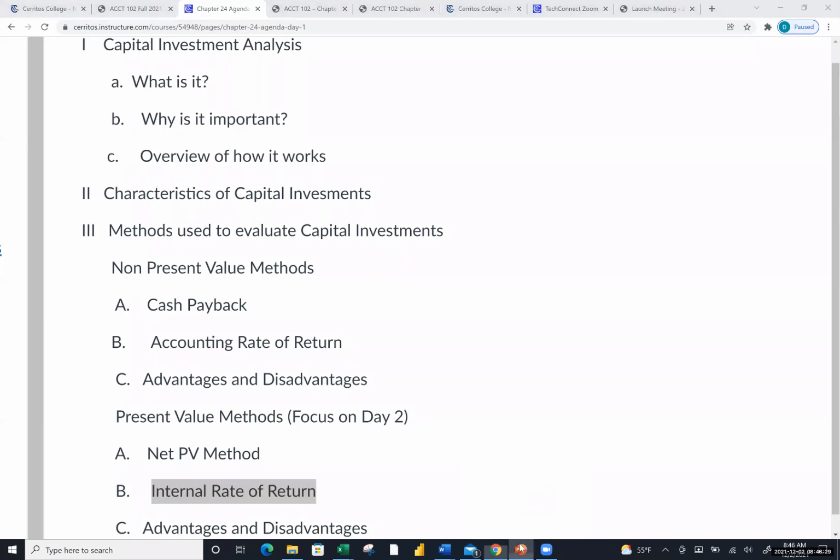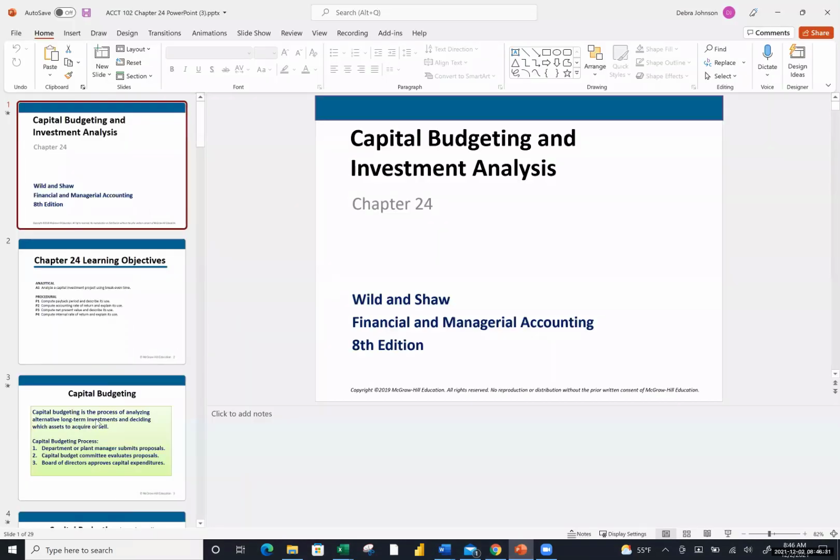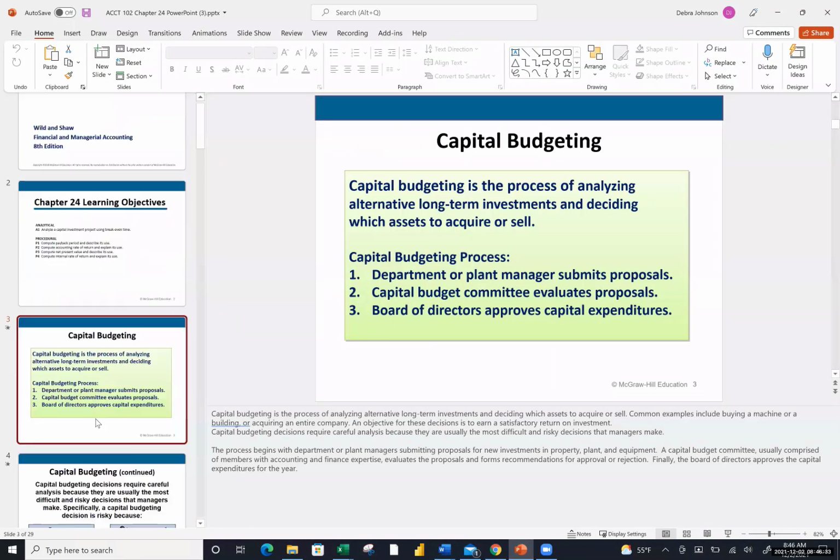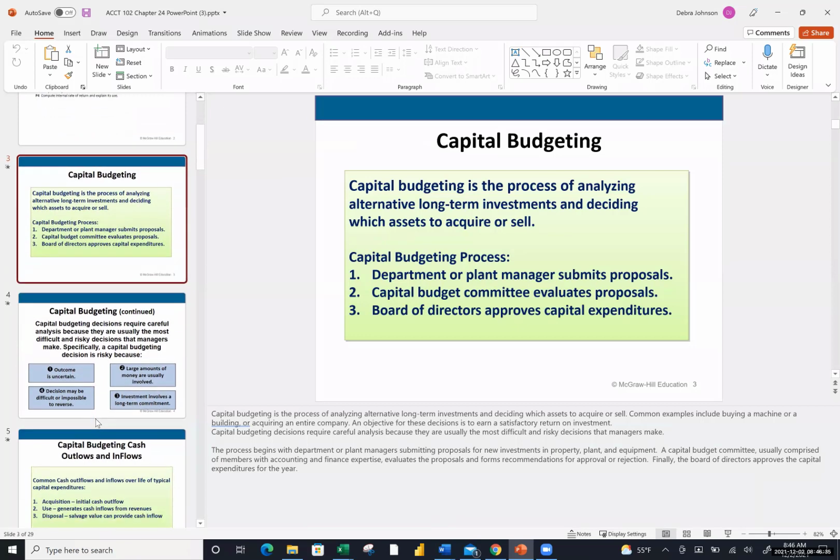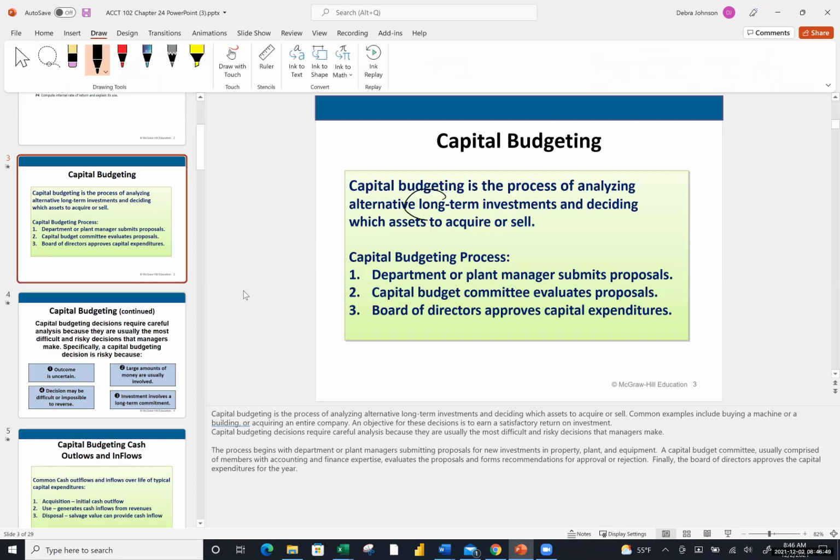Okay. PowerPoints then for this chapter. I'm going to, again, not go through all of these. You guys do have access to all of the PowerPoints in the modules link. So capital budgeting, or capital investment, is the process of analyzing long-term investments and deciding which assets to acquire or sometimes to sell.